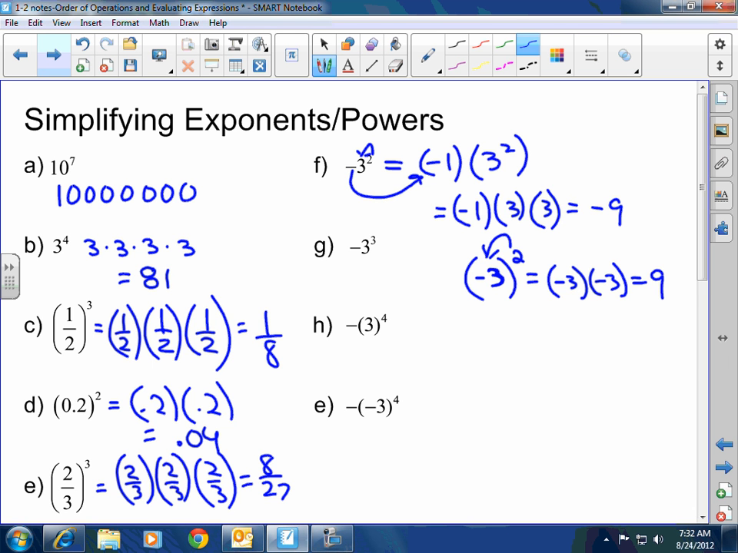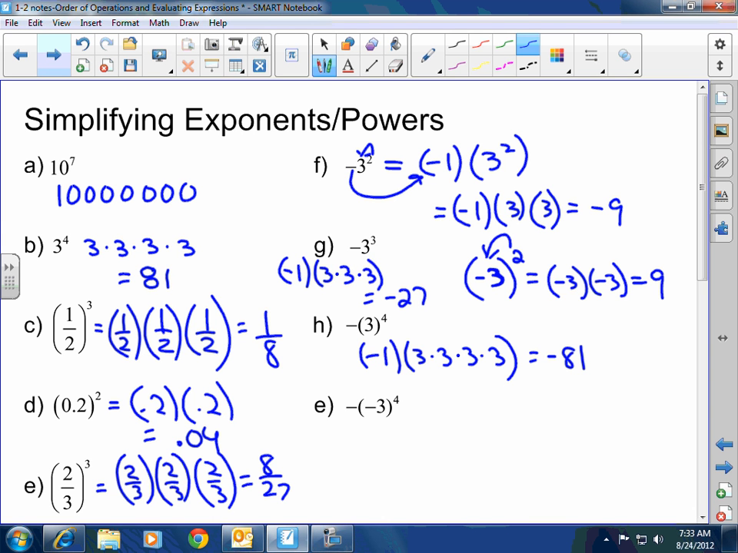Now, -3 cubed. The -3 is not in the parentheses, so this is read as -1 times 3 times 3 times 3, which is going to equal -27. Negative on the outside, 3 to the 4th power. So it's going to be, again, a negative 1 times 3 times 3 times 3 times 3. And that's going to be negative 81.